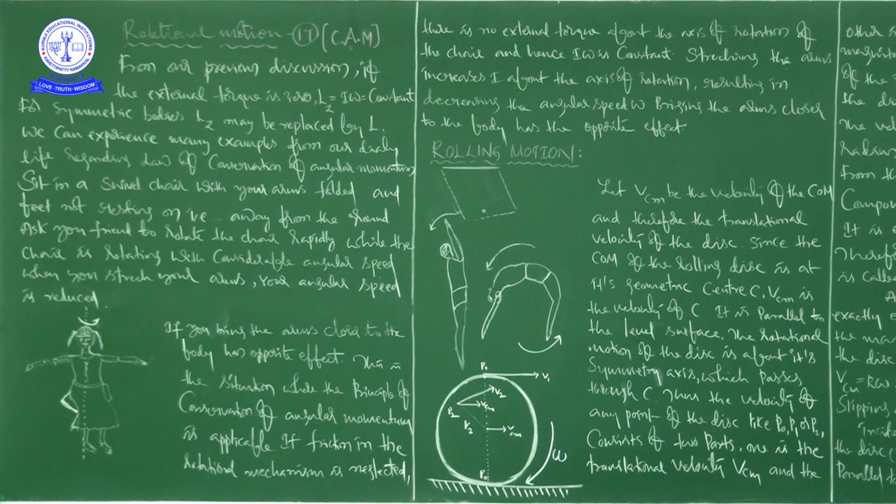Sometimes we call it skidding also. So what does it mean? At any instant of time, the bottom of the disc which is in contact with the surface is at rest on the surface, right? So here we are going to discuss pure rolling motion. We should not consider the motion of rolling with slipping. We have to consider only pure rolling motion.